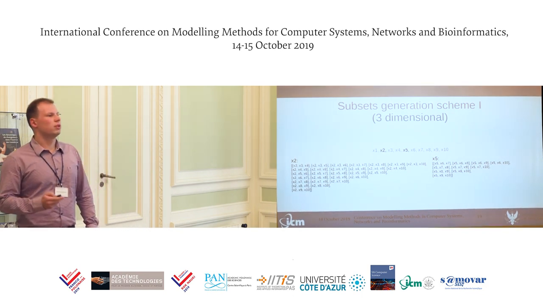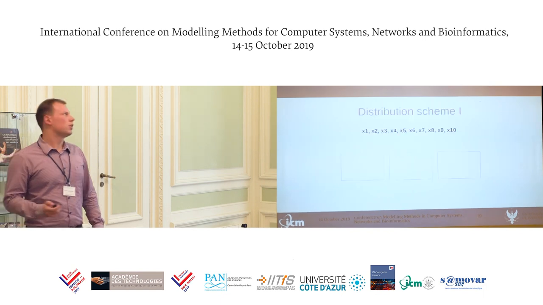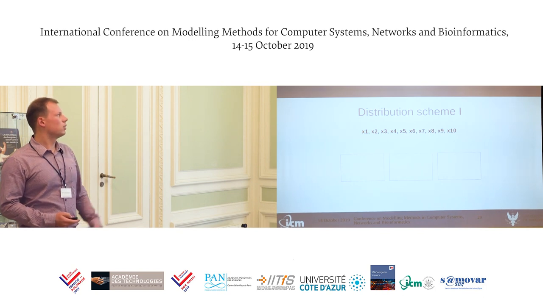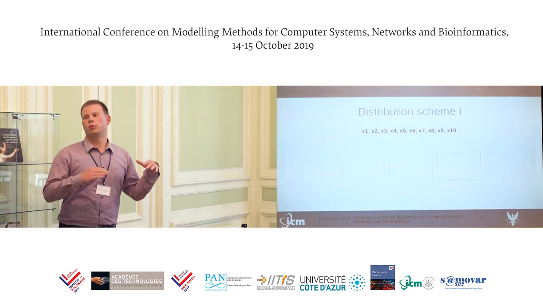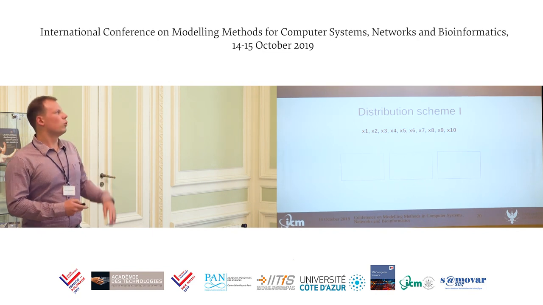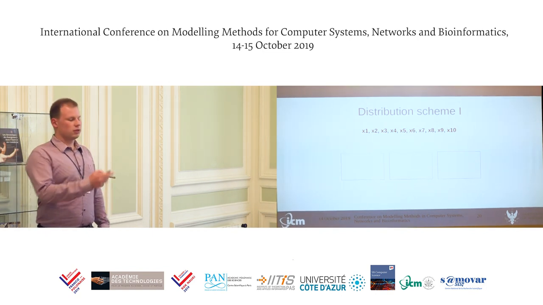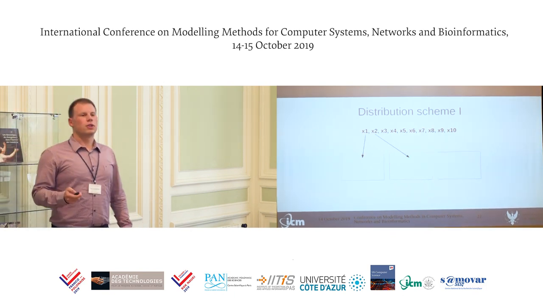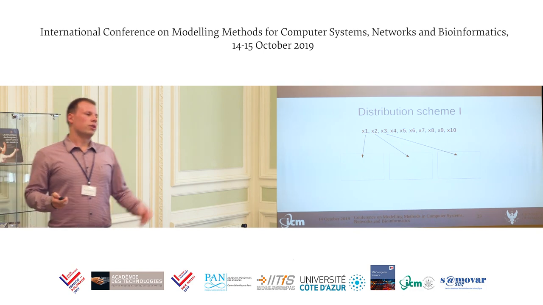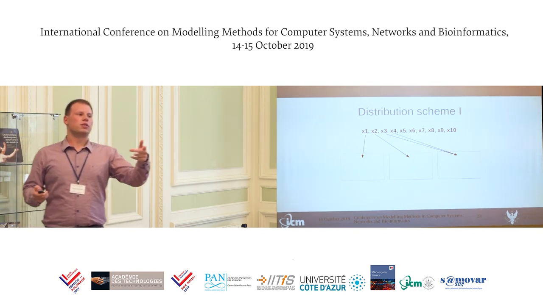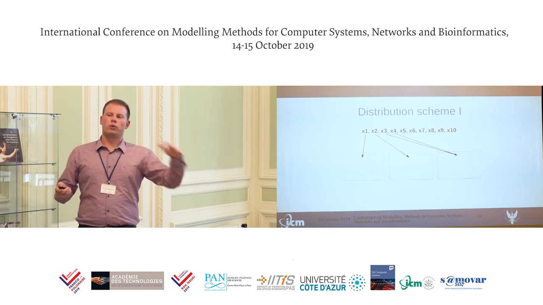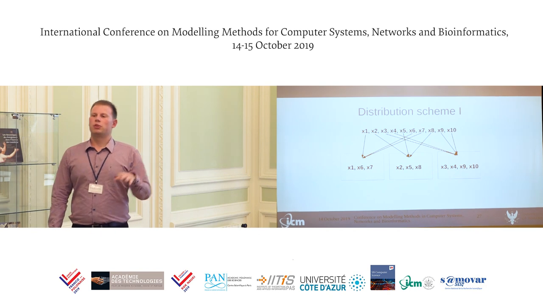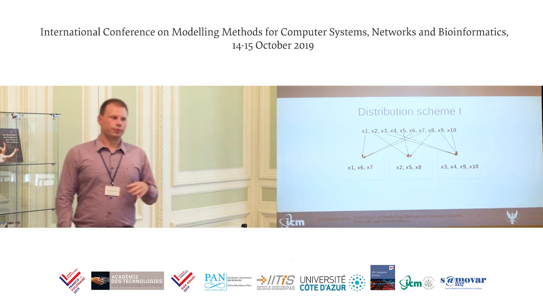We came up with a distribution scheme that we call the up and down distribution scheme. Again, we have 10 variables and we want to distribute work among three workers. We first go up, so x1 goes to the first worker, the second one goes to the second, the third one goes to the third, and the fourth also goes to the third. Now we are going down: x5 goes to the second, and x6 goes to the first. This is the assignment we would achieve in this example.